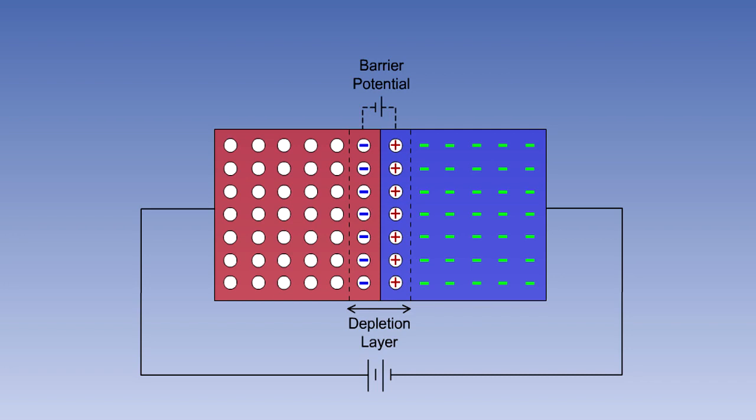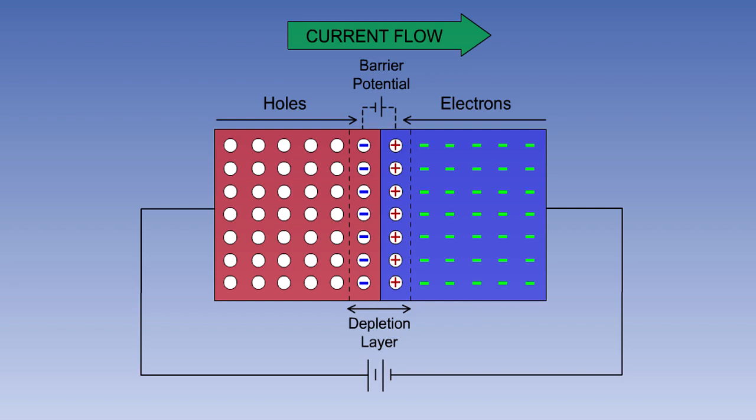If the polarity of the external EMF is reversed, so that the positive terminal is connected to the P-type material and the negative terminal to the N, the holes in the P-type material will now be pushed to the right, towards the junction, and the free electrons in the N-type to the left, again towards the junction.